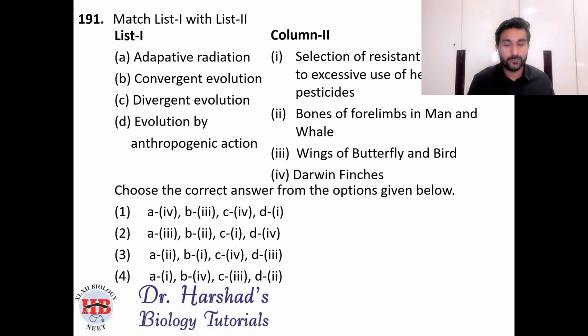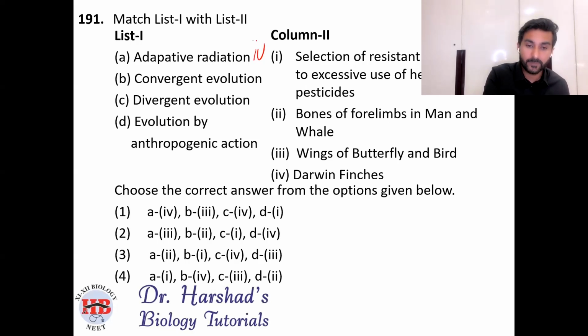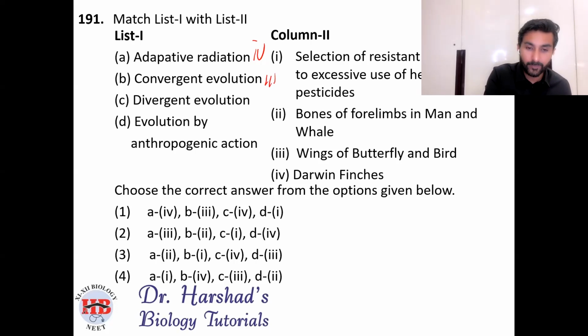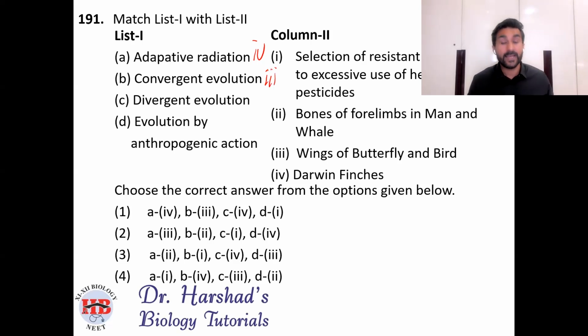This is the match the column question from the chapter Evolution. Adaptive radiation: we have examples of marsupials as well as Darwin's finches. So A will match with 4. Convergent evolution is responsible for producing organs called analogous organs, like the wings of butterfly and bird. So that is statement 3. Divergent evolution leads to homologous organs, like the forelimbs of mammals. So B, C will match with 2.